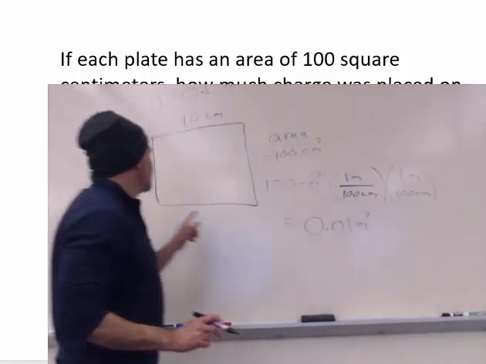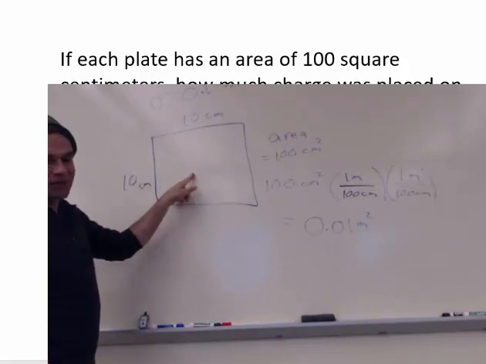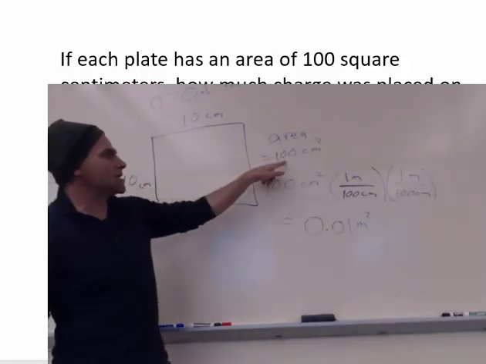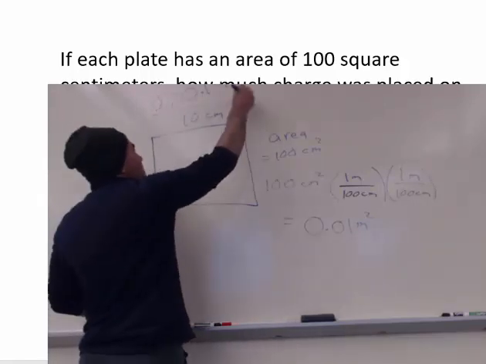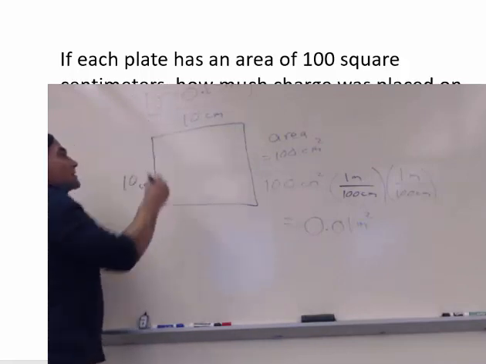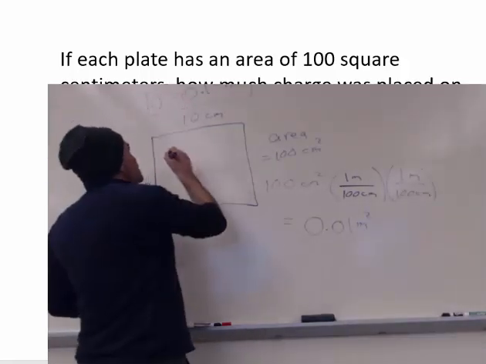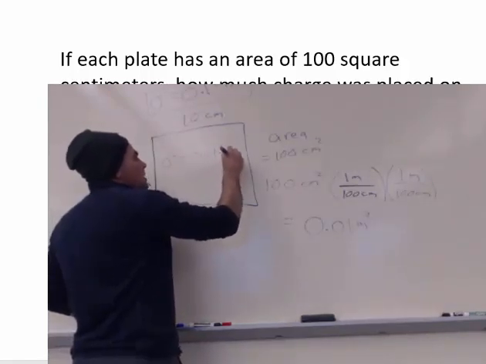What I have here is my 100 square centimeter plate. So it's 10 centimeters on each side, which gives it an area of 100 centimeters squared. And I was given in this problem, I told you that the charge density is 0.1 coulombs per meter squared.